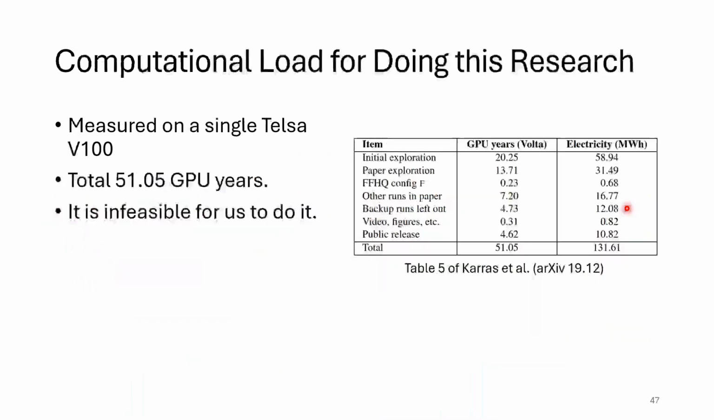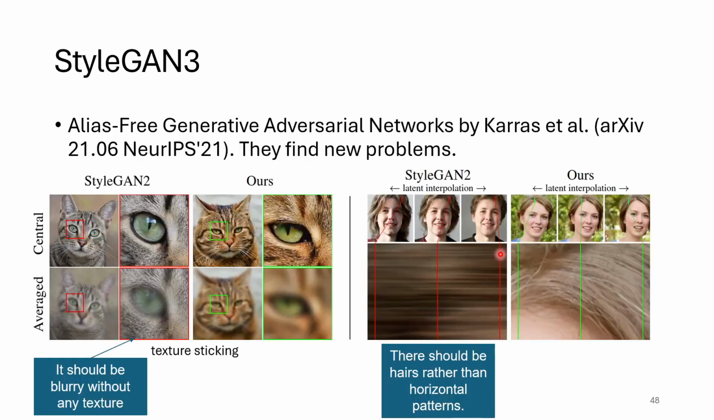Okay, and let me say how much computational resource they used to finish the StyleGAN V2 study: totally 51 years. It's very amazing because they are from NVIDIA, so they have abundant resources to do it. But soon they found another problem, which they solved in StyleGAN V3. So what's the problem? Let's take a look here.